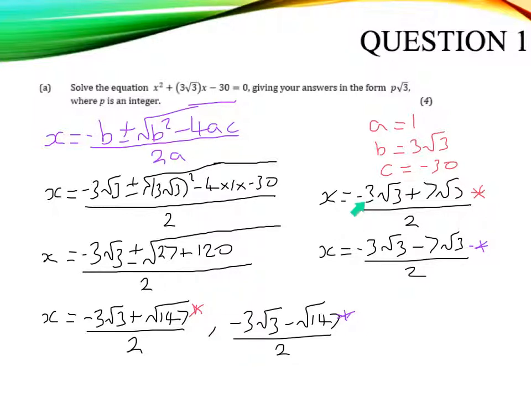If I collect my two like terms together, I've got minus 3 root 3 plus 7 root 3, which is 4 root 3. 4 root 3 over 2 is going to give me 2 root 3. So one of my solutions is x equals 2 root 3. Another solution I can get is from the purple starred section, where I've got minus 3 root 3 minus 7 root 3, which is minus 10 root 3, divided by 2 is minus 5 root 3. So that's my other solution, which is minus 5 root 3. I've got two answers, and they're in the form p root 3, where p is an integer.